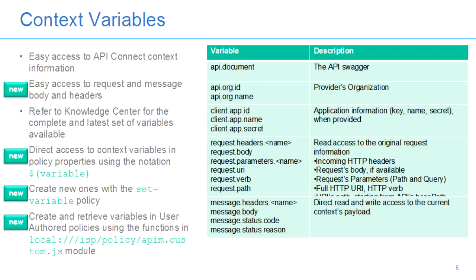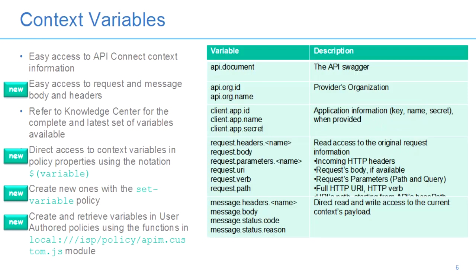First, you're going to have access to the original Swagger document through the API document variable, in case there's a need for that in your flow. We are completing the request variable by providing first-class access to parameters, be they query or header parameters, through request.parameters. We already had request.header, so no changes there.